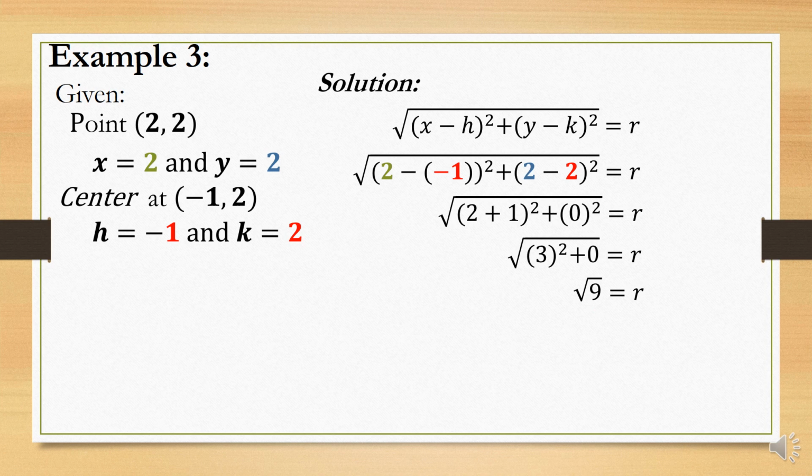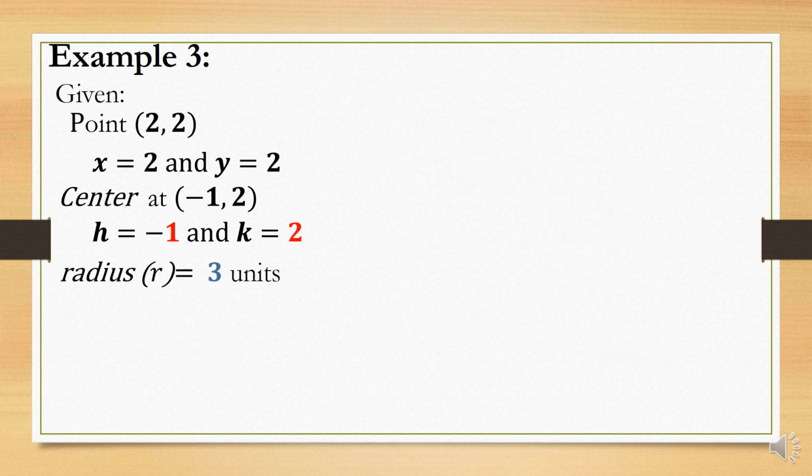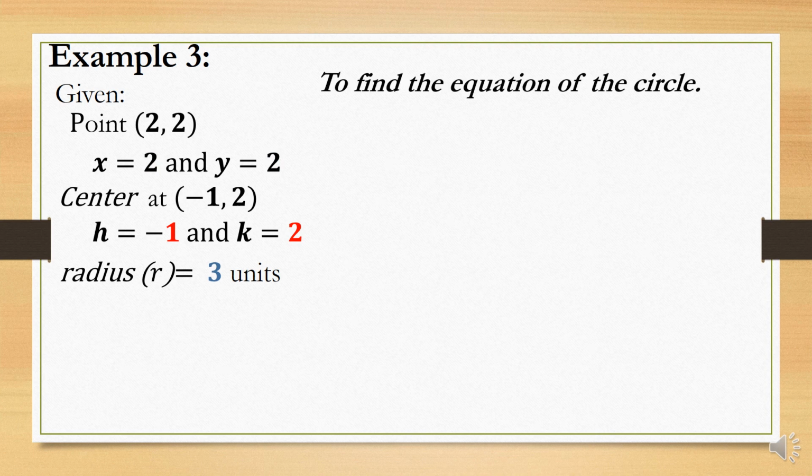And what is the square root of 9 to obtain the value of r? Therefore, r is equal to 3. And that is the radius of the circle, which is 3 units. Now, to find the equation of the circle, we only need the center of the circle and the radius of the circle. So let us now use the formula of the standard equation of the circle. Substitute the values of h, k, and r.